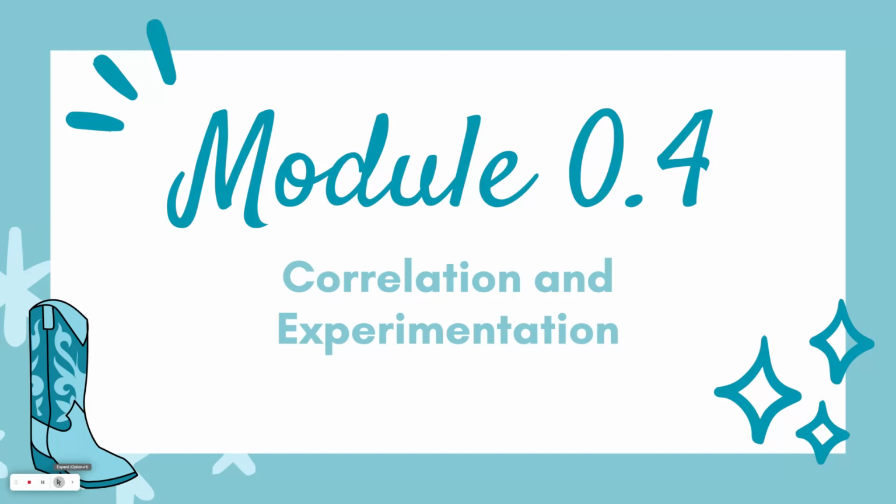Hi, AP Psych. These are your module 0.4 video notes. This whole module is correlation and experimentation. This first part will be just about correlation, which, if you remember from a previous set of notes, is a non-experimental research method. And then separately, I'll go into experimentation.